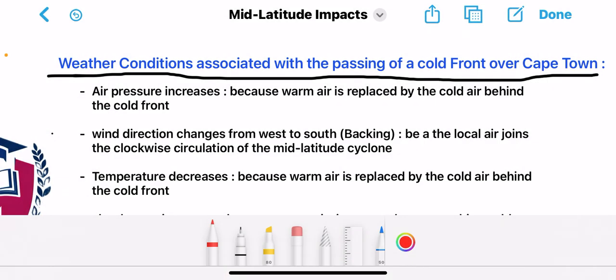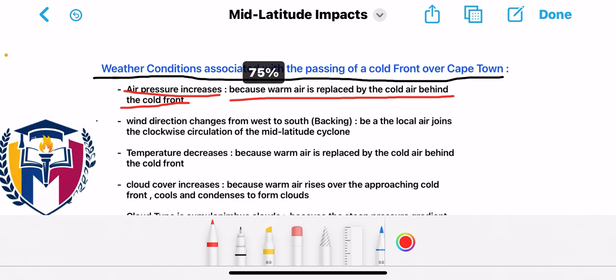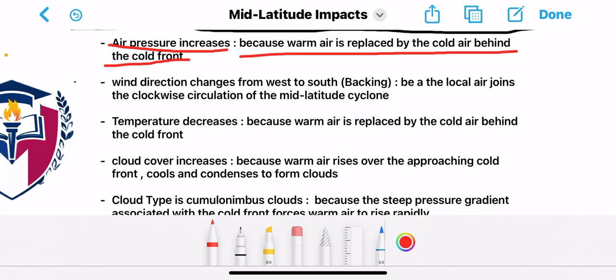Now, the first point that I'm going to give to you, it says air pressure increases. Why does air pressure increase? Because warm air is replaced by the cold air behind what? The cold front. Remember, warm air is associated with low pressure. But whenever we have cold air, we have what? High air pressure. So the air pressure increases because warm air is replaced by the cold air behind the cold front.